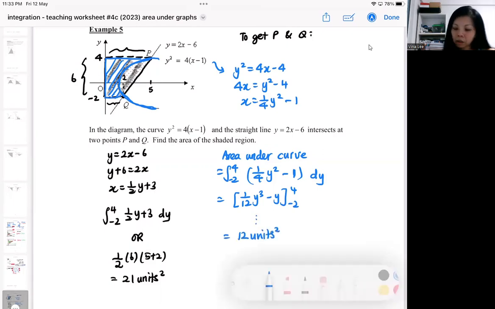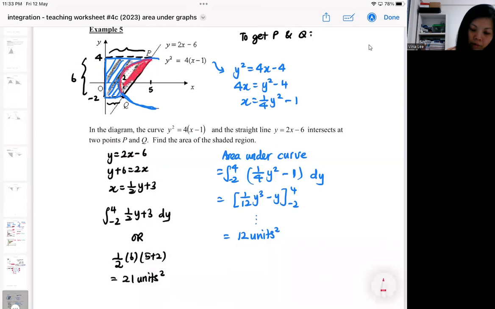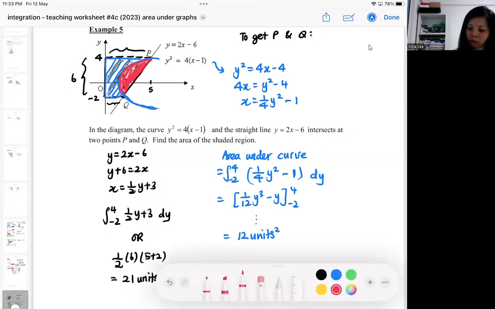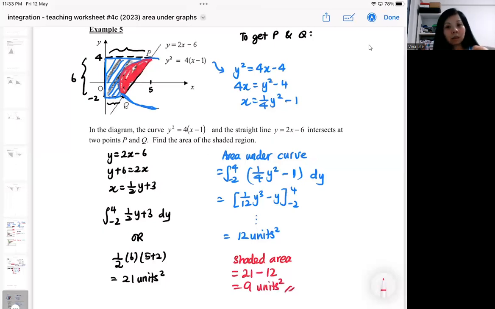So the final shaded area, the shaded area which is originally here, will be the subtraction. The shaded area that eventually we want will be the trapezium minus the area under the curve. So that is a subtraction.